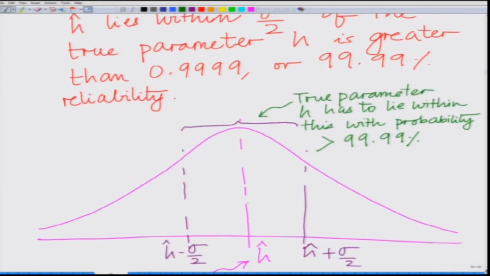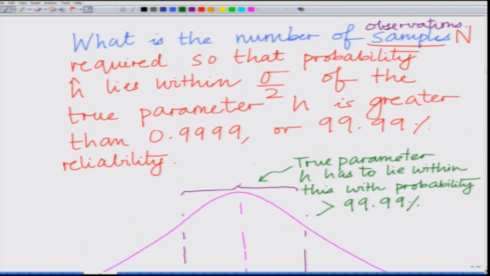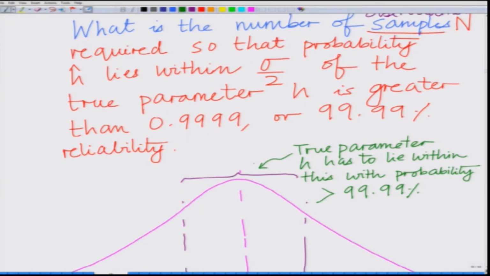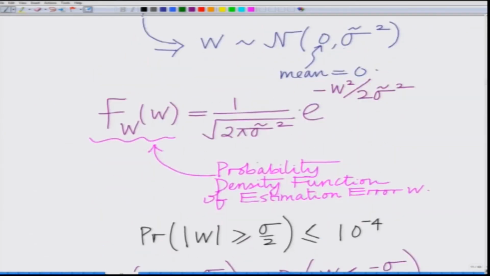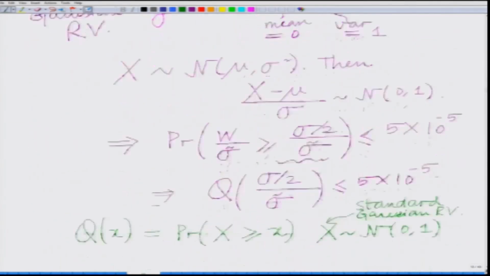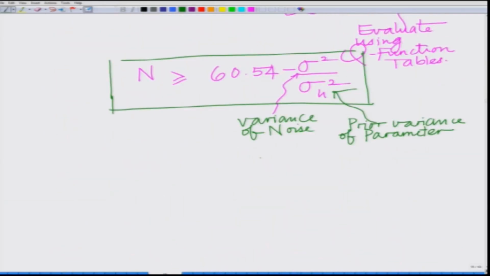that h hat lies between h hat minus sigma by 2 and h hat plus sigma by 2, that is, h lies within the sigma by 2 ball of the true parameter h. The probability with which it lies in the sigma by 2 ball around h has to be greater than or equal to 0.9999, or 99.99% reliability. That is how we derived it, and now we have derived that the number of samples n required for this purpose is n equals 60.54 minus sigma square divided by sigma h square.